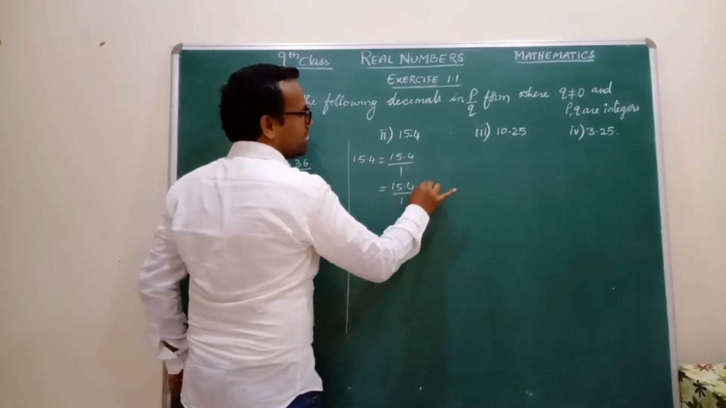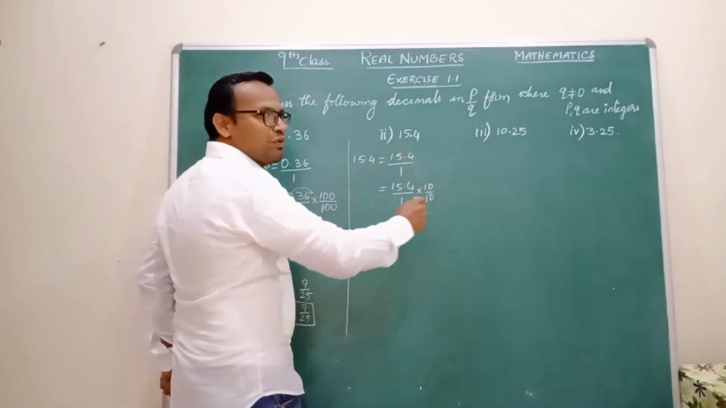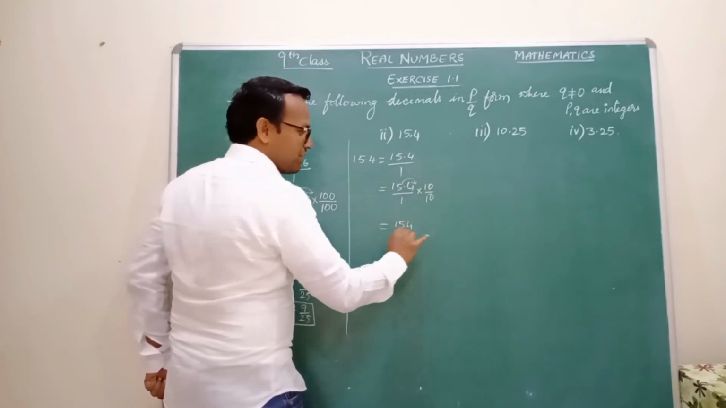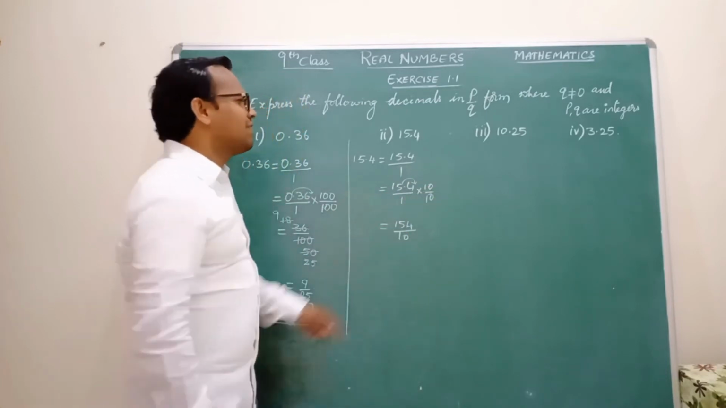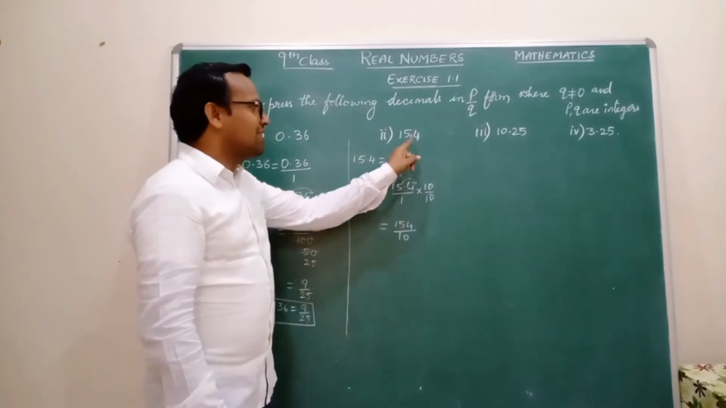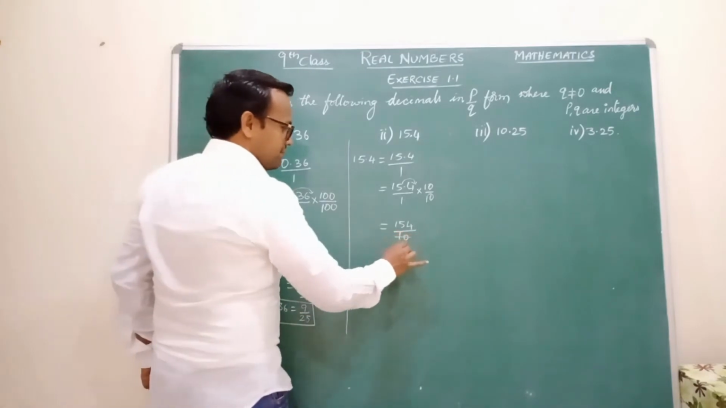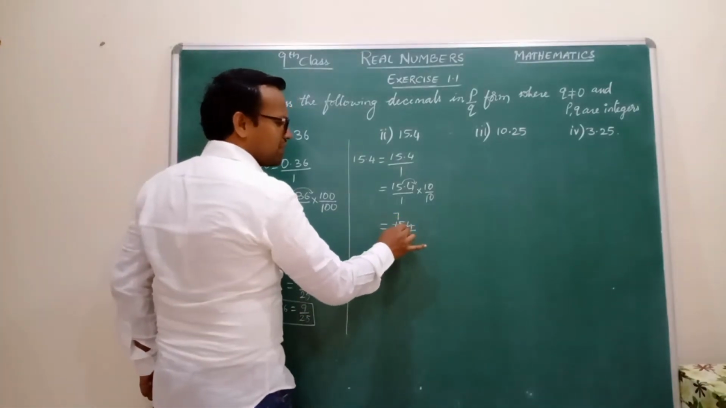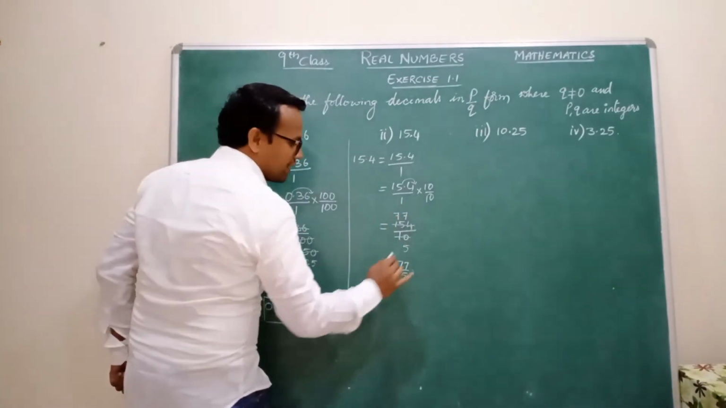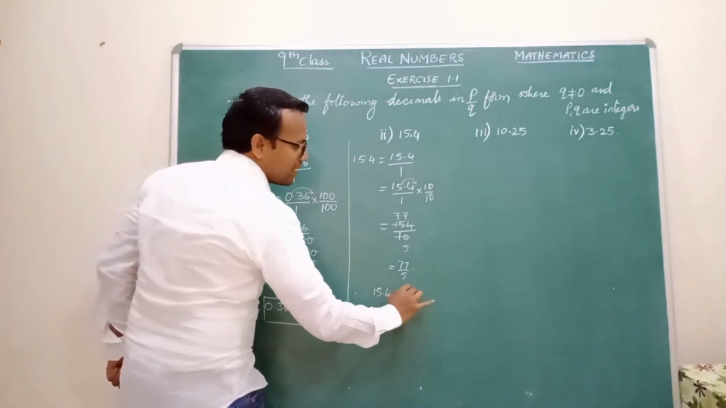15.4 by 1 into 10 by 10. Since we are multiplying with 10, the decimal point moves one place towards the right side. So after 4 the point comes. So 154 by 1 times 10 is 10. Or simply write all the digits, 154 by 10. Done. Now simplify it. 2 5s are 10 and 2 7s are 14. So it becomes 77 by 5. Therefore 15.4 can be written as 77 by 5.